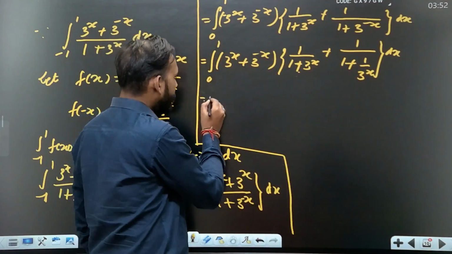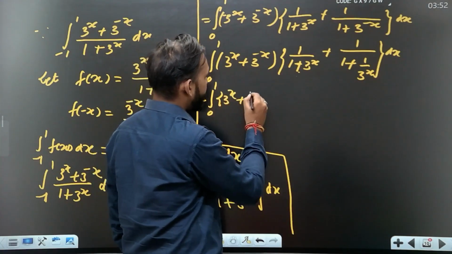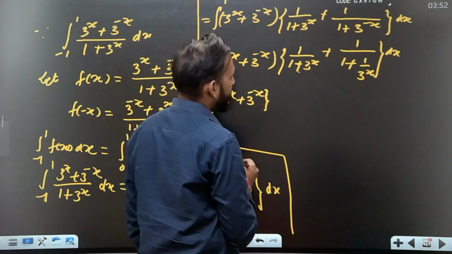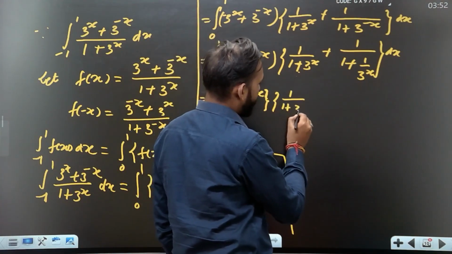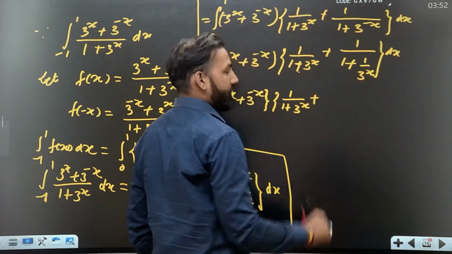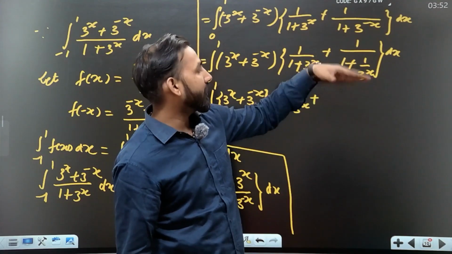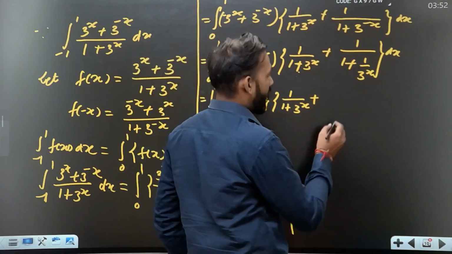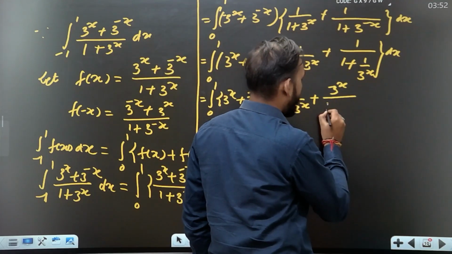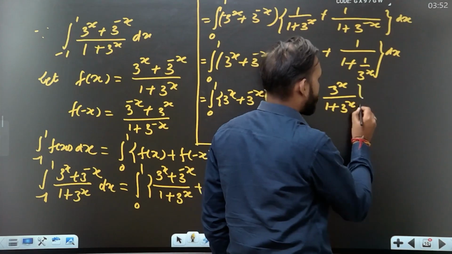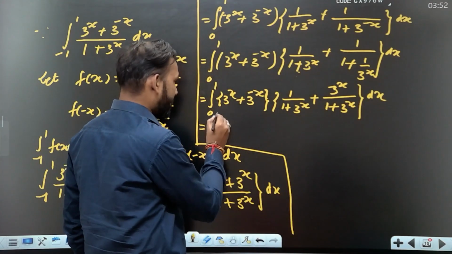Now 0 to 1, 3 to the power x plus 3 to the power minus x, we get here 1 over 1 plus 3 to the power x plus, if we take LCM of 3 to the power x, then 3 to the power x is multiplied by 1 and goes upside to the numerator. This will be 3 to the power x divided over 1 plus 3 to the power x. Yes or no? Then again we take LCM.